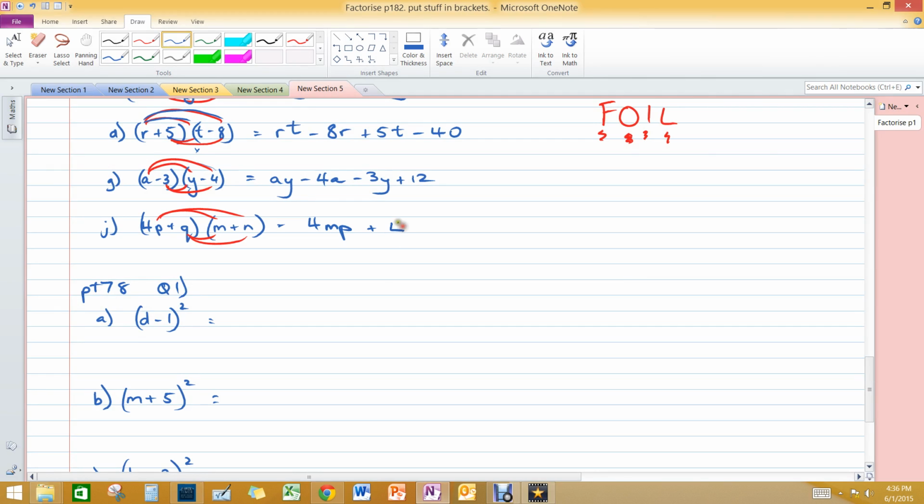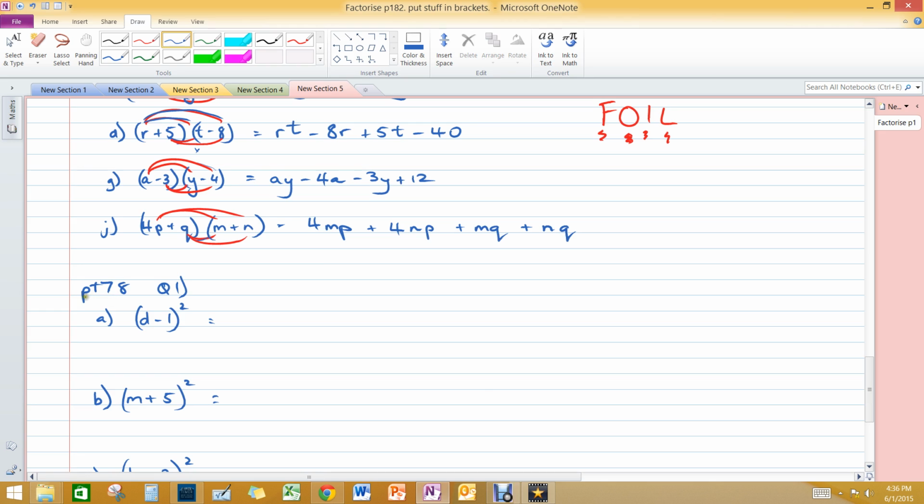Sorry about that, 4pn, and then we have insides, q times m is plus qm, plus q times n is qn. Okay, and now we can just rewrite those mp, mq, and nq. Sorry about that, we just needed to write them in alphabetical order. Right, do we have any like terms? The answer to that one is no.